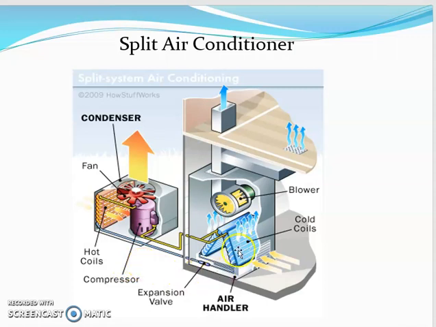This is the evaporator coil. Here, hot air is passed over the evaporator coil. The refrigerant in the evaporator absorbs the heat from the hot air. The hot air gets cooled down, and with the help of the evaporator blower, it is passed back to the room. Due to absorption of heat, the refrigerant within the evaporator coil gets evaporated, and then it is passed to the compressor.